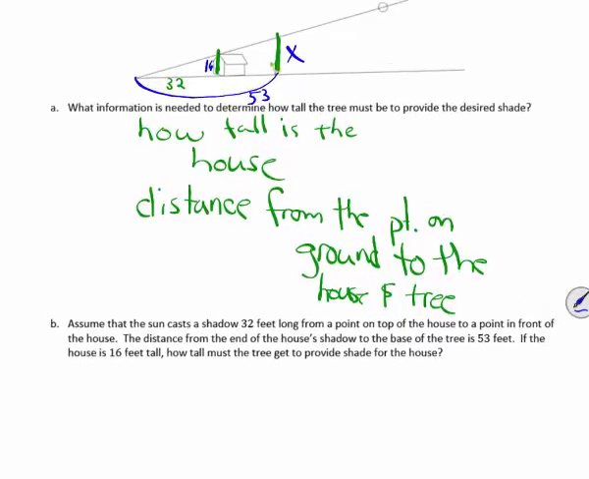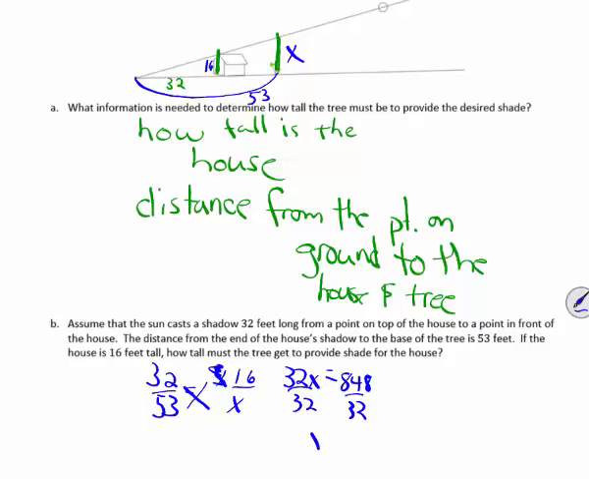So when I'm doing this, I can set up, again, I'm just going to go from 32 to 53. And then I'm going to have 16 over x. And I'm going to do my cross multiplying. 32x equals 53 times 16, which is 848. Divide by 32. Gives me 26.5 feet.